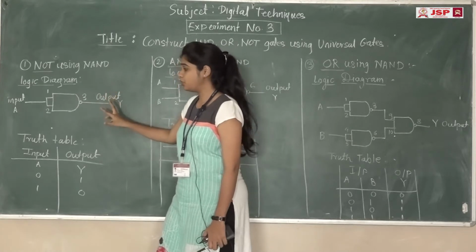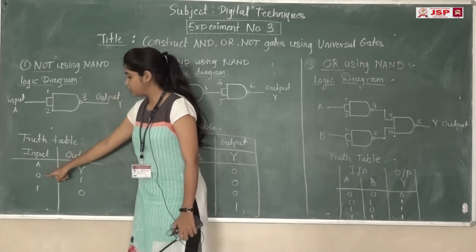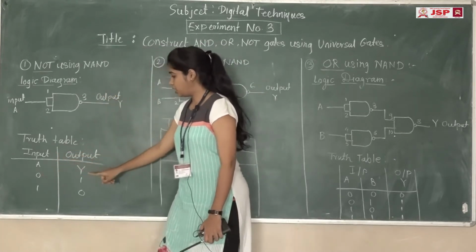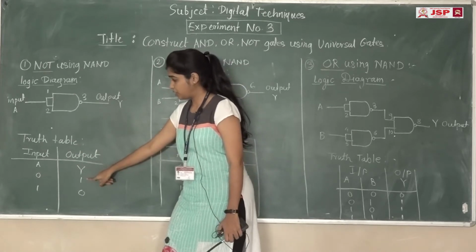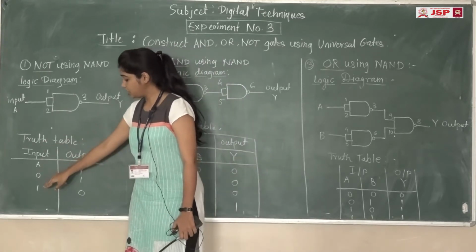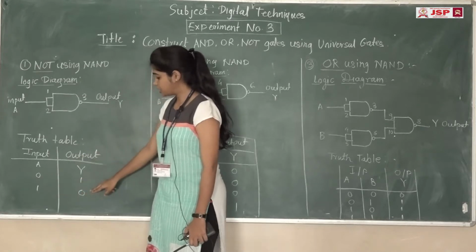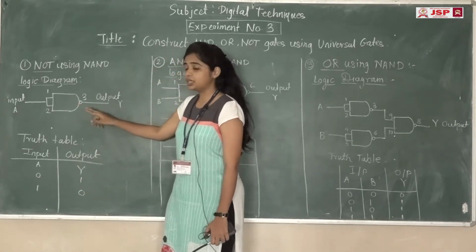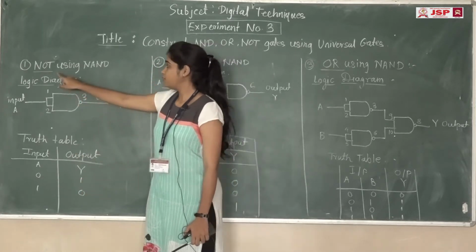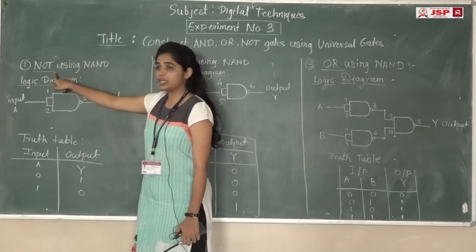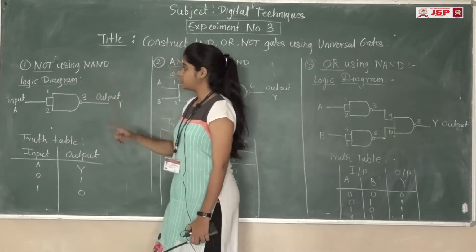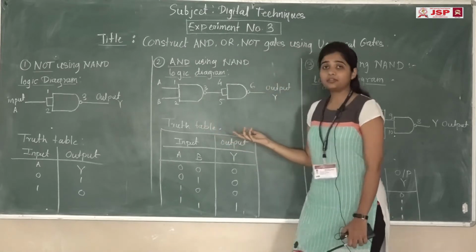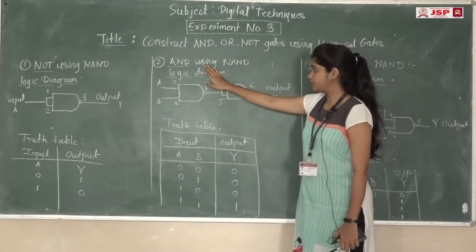The output of a NOT gate is: when we give the input as 0, the output is coming 1. When we give input as 1, the output is coming 0. That is an inverted output. That means we have designed the NOT gate using NAND gate. So the next basic gate we are going to design is the AND gate.